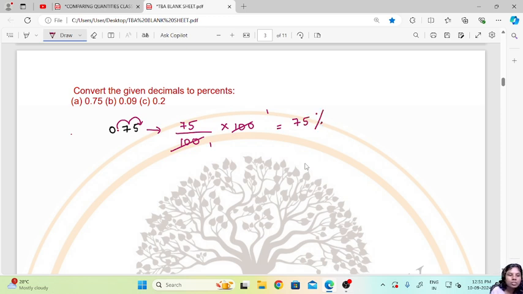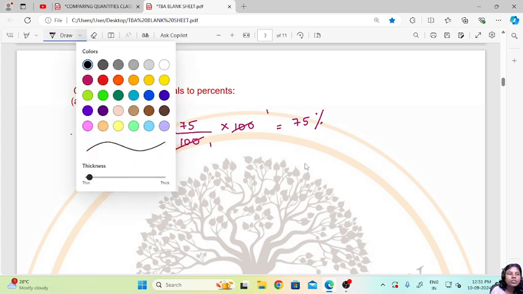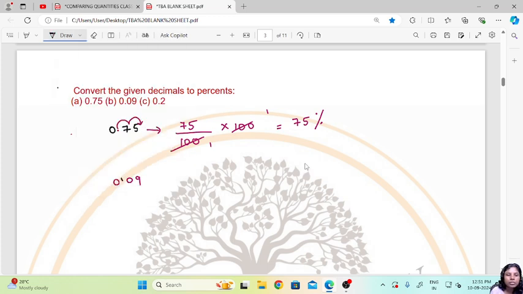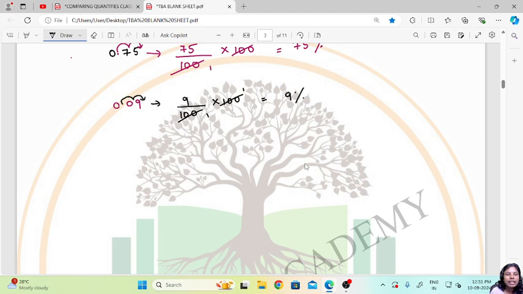Now the second one, let's look. 0.09. Again the first step is to shift the decimal. So 1 and 2. So here we will get 9 upon 100 into 100. Again 100 and 100 get cancelled. Our percentage is 9%.